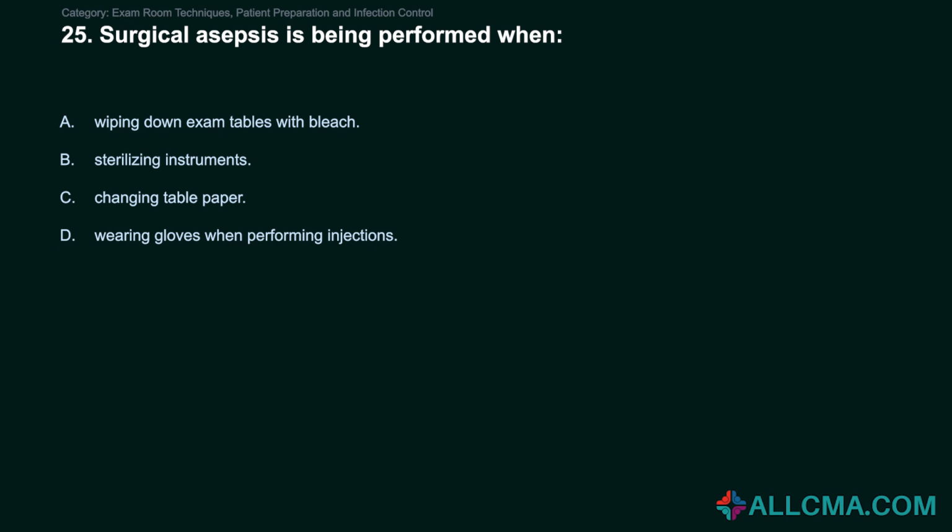25. Surgical asepsis is being performed when A. Wiping down exam tables with bleach. B. Sterilizing instruments. C. Changing table paper. D. Wearing gloves when performing injections. Correct answer: B. Sterilizing instruments.